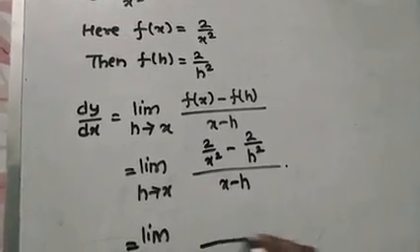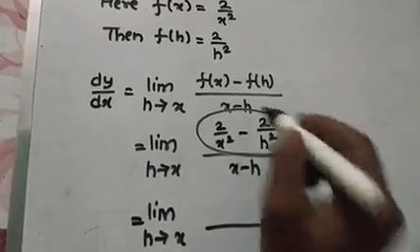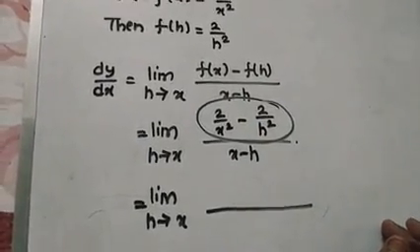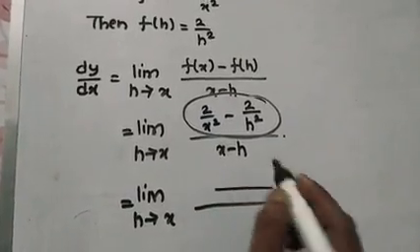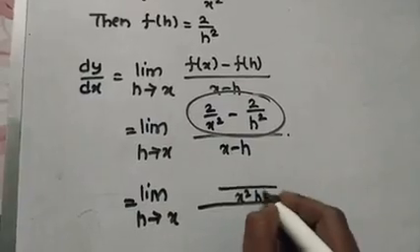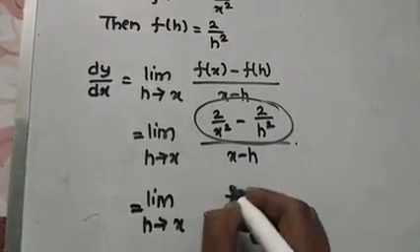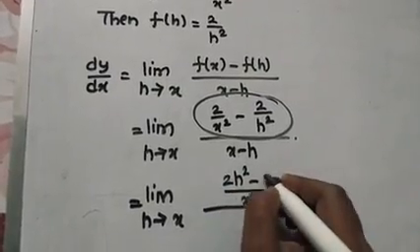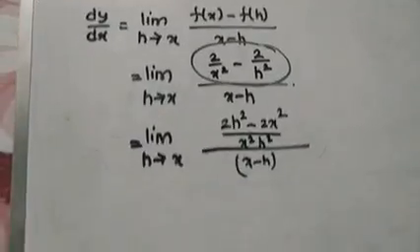Now let us try to take the LCM. We will take the LCM of this numerator part. So what is the LCM of x square and h square? LCM will be x square h square. Then do the cross multiplication, 2h square minus 2x square by x minus h. This is the denominator term.